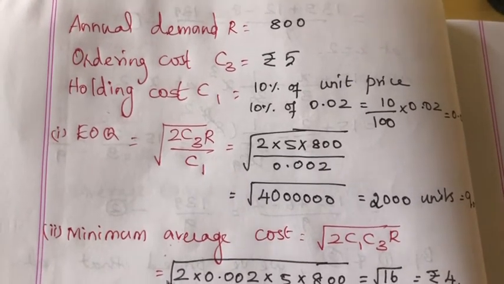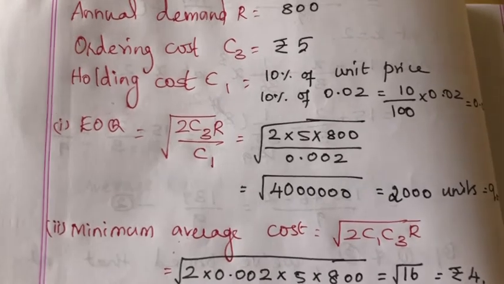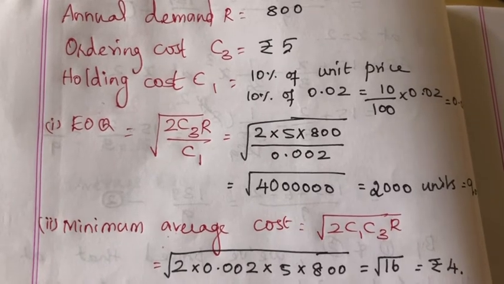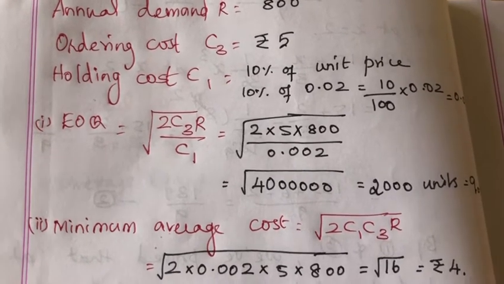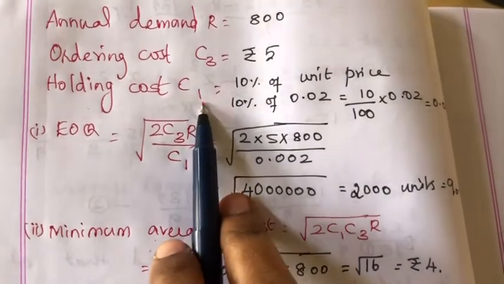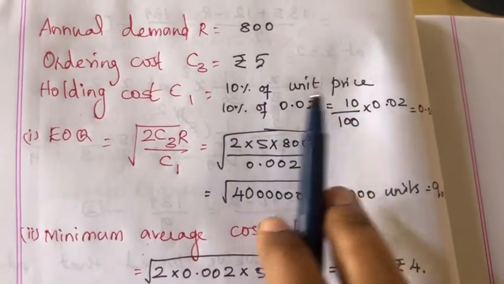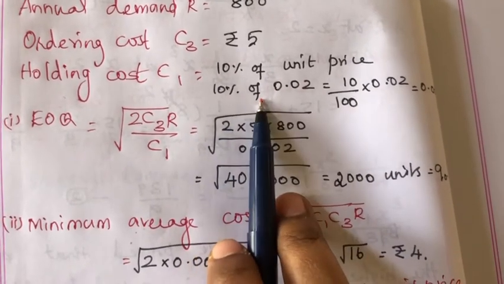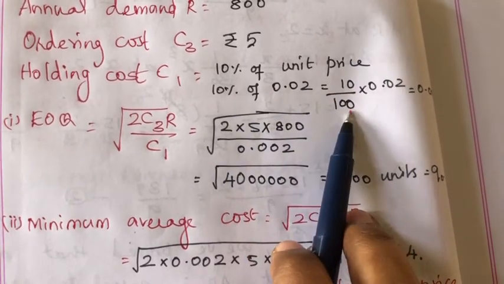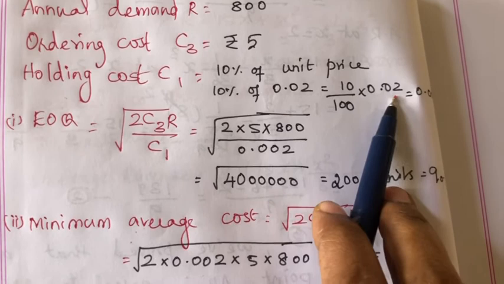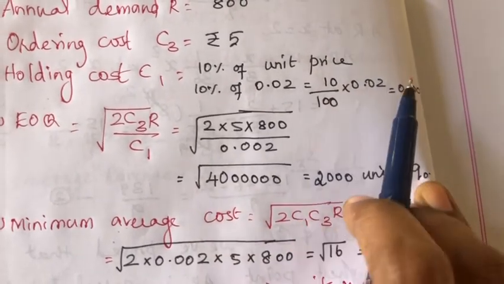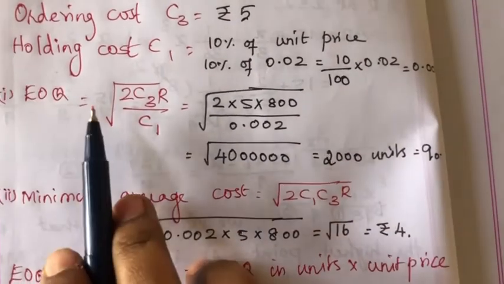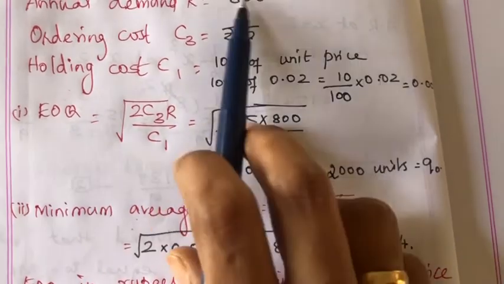For the first product we are going to find it now. Annual demand is 800 and ordering cost is ₹5. Ordering cost is C3 and it is ₹5. Holding cost is C1. C1 is 10% of unit price. What is the unit price of product A? It is 0.02. So, 10% of 0.02, that is 10 by 100 into 0.02. You can use a calculator to do all the calculations, and it is 0.002.